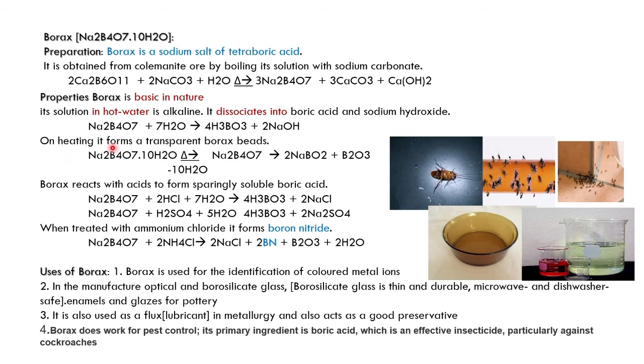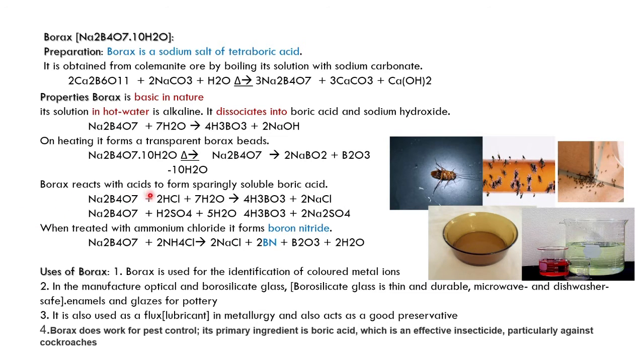On heating, it forms a transparent borax bead. On heating, first it loses its water molecules and the anhydrous form of borax is formed. After further heating it forms borax beads, and the byproduct is boron oxide.